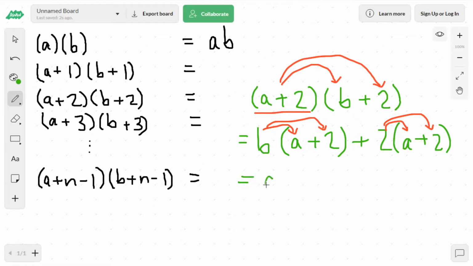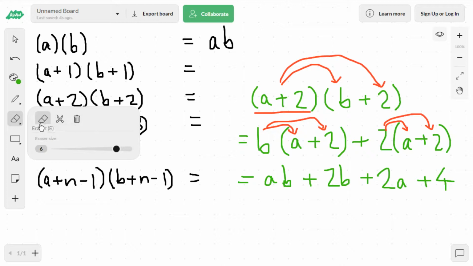Well, basically AB, just putting those in alphabetical order as per the convention, plus 2B plus 2A plus 4. And there we go. So you might use something different in math class. This isn't the way we would always do this kind of thing, but again, it's a proof of concept, an illustrative example that shows us why we can expand like this.